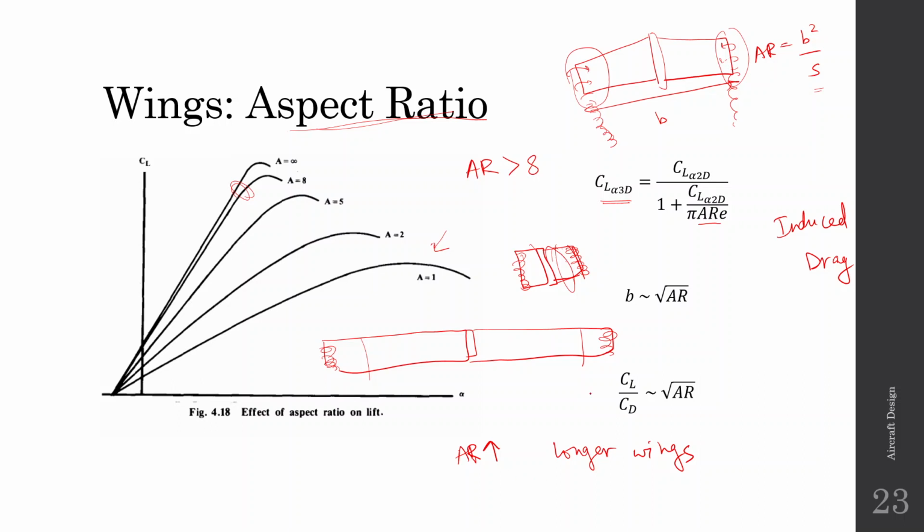Now the wingspan is proportional to the square root of the aspect ratio, and your CL by CD is also proportional to the square root of the aspect ratio.